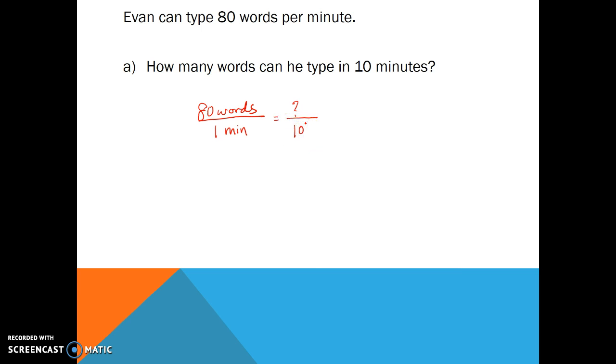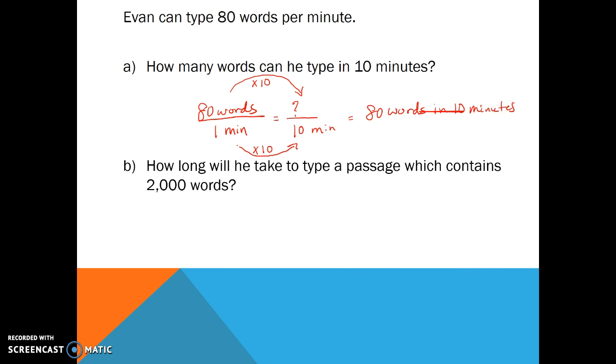So I'm going to just look at this and ask myself, what did I do to that 1 to get 10? And I'm going to do the same thing up there. So clearly I multiply that 1 times 10, right? So obviously I need to multiply that 80 times 10, and I'm going to get 800 words in 10 minutes.